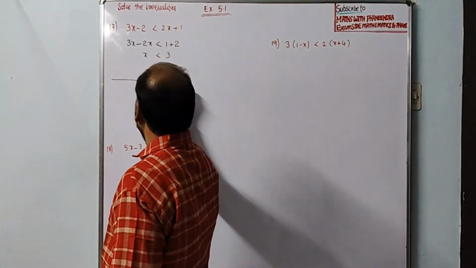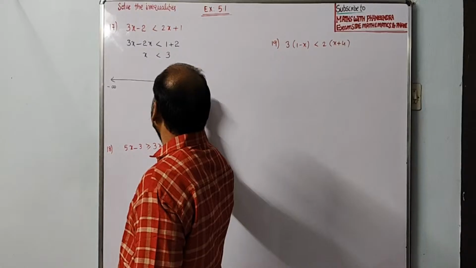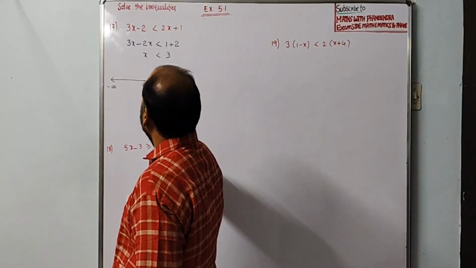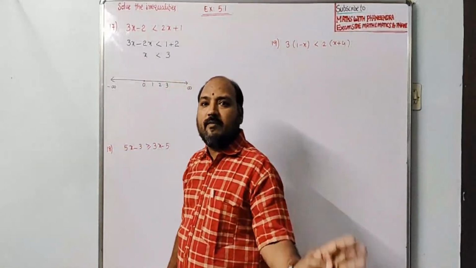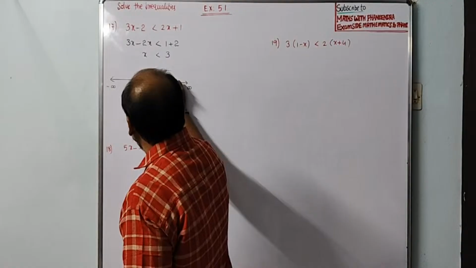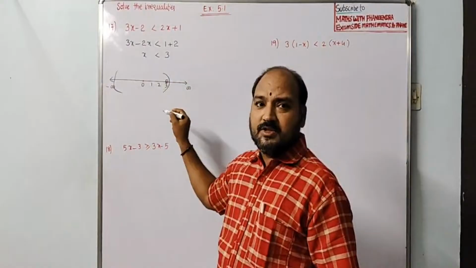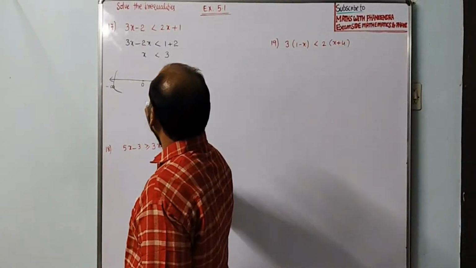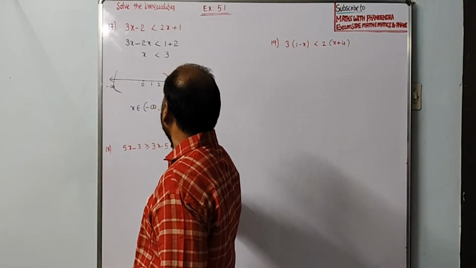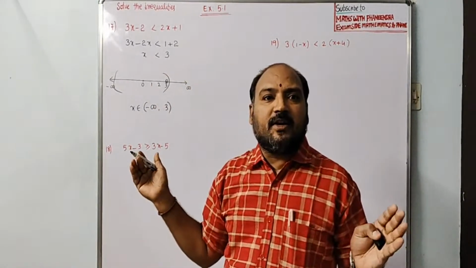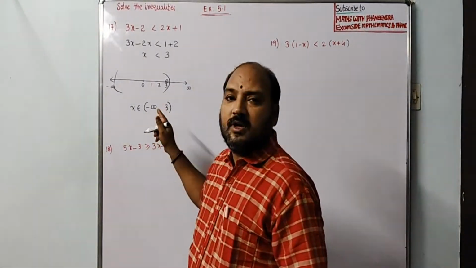You have to draw the number line, minus infinity to plus infinity. Here it is 0, 1, 2, 3. X is less than 3 means x cannot take the value of 3, but less than 3 it will take. So from here to here is the solution set. X is less than 3 means x belongs to open minus infinity comma 3. In between minus infinity and 3 the numbers are there. The solution set will be there. It was clear, I think.